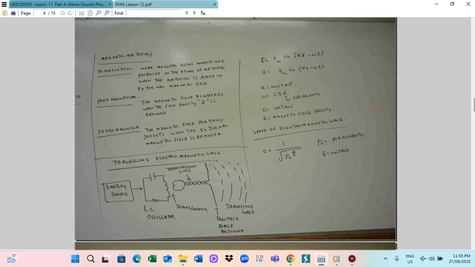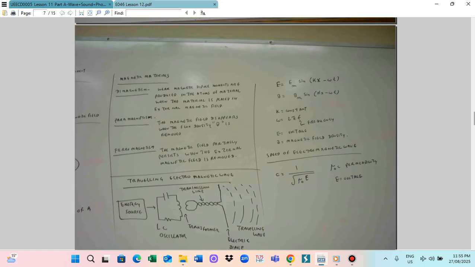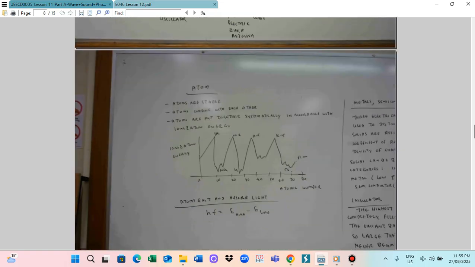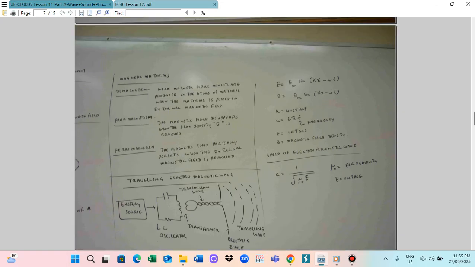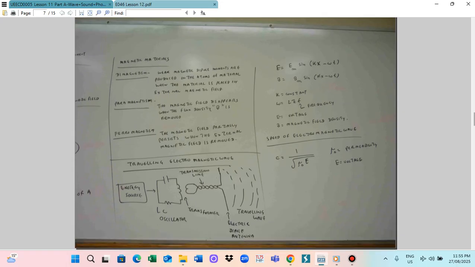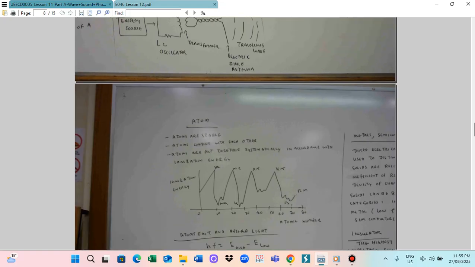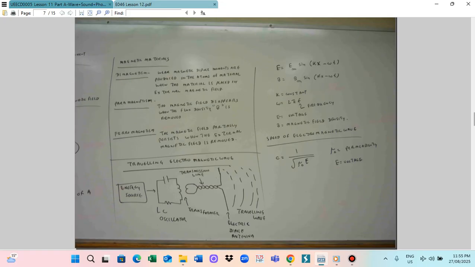So now the principle of induction, the EMF induced. This is the magnetic coil, and this is the magnetic flux passing through it. When the magnetic flux is changing, in this case a voltage is induced, which is the induced EMF. The EMF is induced in the loop when the number of magnetic field lines passing through the loop is changing.